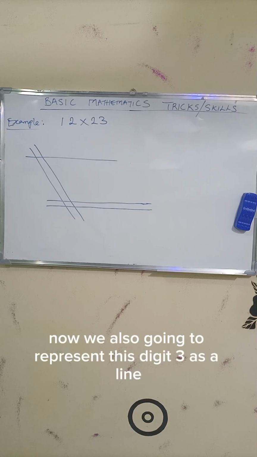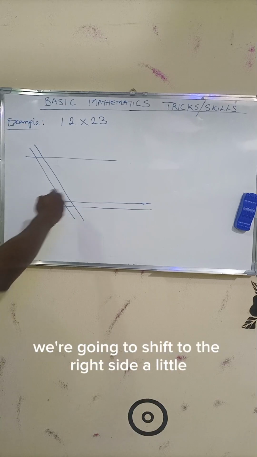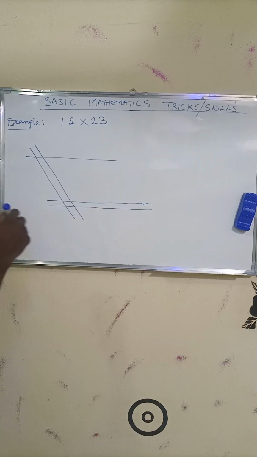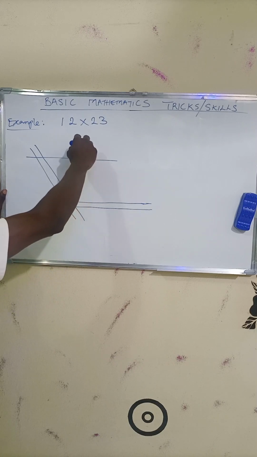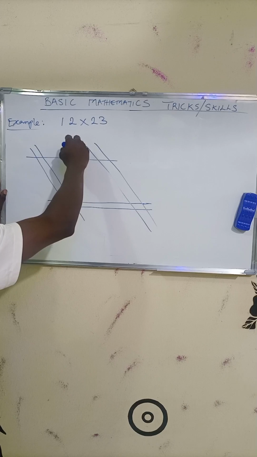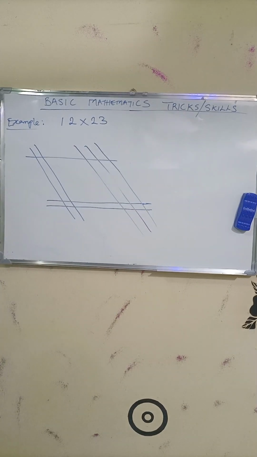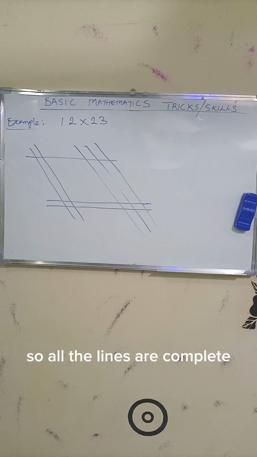Now we're also going to represent digit 3 as a line. How do we go about it? Now we're going to shift to the right side a little to represent 3 lines, to represent 3 digits. So let's go. Now we have 3 lines representing digit 3. So all the lines are complete.